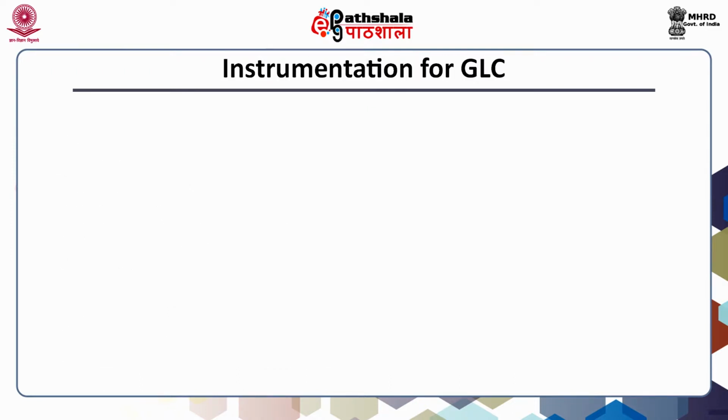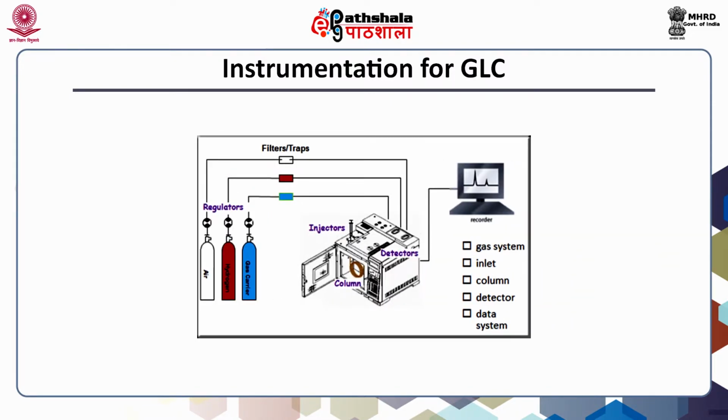Now we will discuss the instrumentation in GLC. So far we have seen the basic principle, and we have also seen the different terminology used in GLC. So, next is the instrument of GLC as such. As the name indicates, gas liquid chromatography is a kind of chromatography where we need gas and we must have something liquid, and by making use of this gas and liquid, we separate the components of food or any other chemical compound.